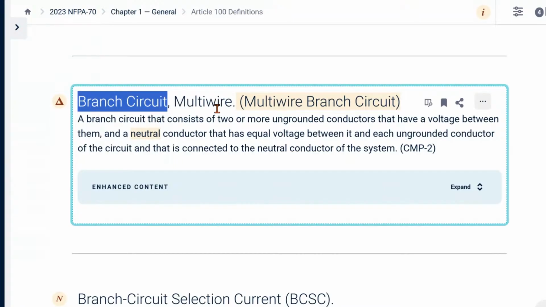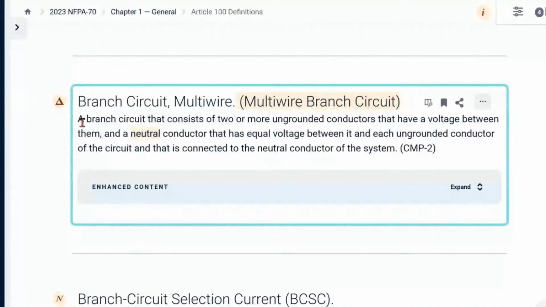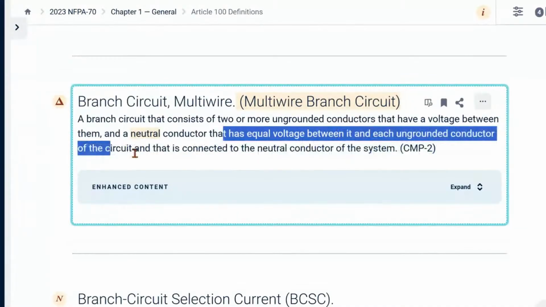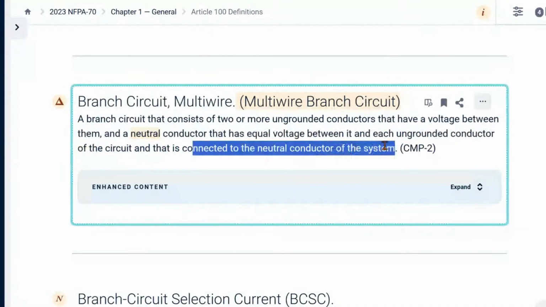We have general purpose. We have individual branch circuit. We have small appliance branch circuits. And of course, we have multi-wire branch circuits. Now, what is a multi-wire branch circuit as defined? It says it's a branch circuit that consists of two, so it's got to have at least two or more ungrounded conductors, basically your hot conductors, that have a voltage between them. That means they're on different phases or different legs, okay? It says, and a neutral conductor that has an equal voltage between it and the other ungrounded conductors of the circuit, and that is connected to the neutral conductor of the system, okay?